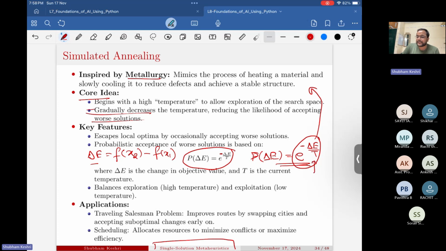And what is T? T is the temperature. In simulated annealing, we start with a very high temperature. Suppose we are starting at 12,000 degrees centigrade. As time progresses, we'll decrease this temperature, to suppose 100 degrees centigrade, or 80 or 20, something like that. So we have to know how we will change this temperature. Initially we start with a very high temperature and then decrease it.